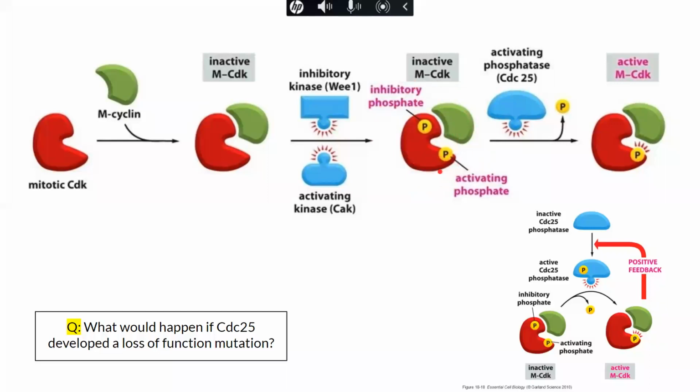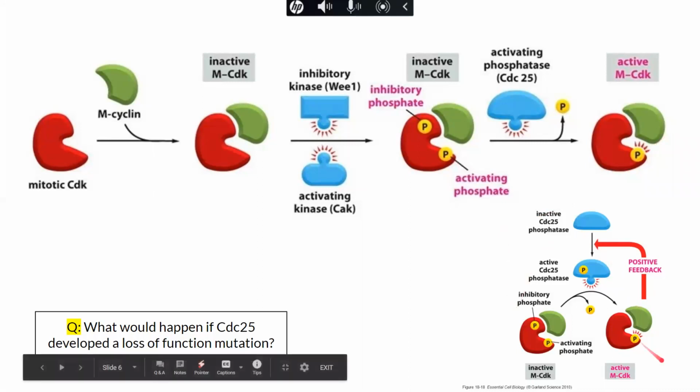You want it to be inactive right here because you want to check the cell for cell growth. You want to check for DNA damage because you don't want to move on immediately into the next phase if you don't check. So this is important. But once you're like, okay, we got the green light, everything's good to go, CDC25 comes in, it's a phosphatase, so it removes this phosphate. Phosphate's gone. Now we just have the activating phosphate, and this MCDK complex is active. And then this is when it goes on into M phase.